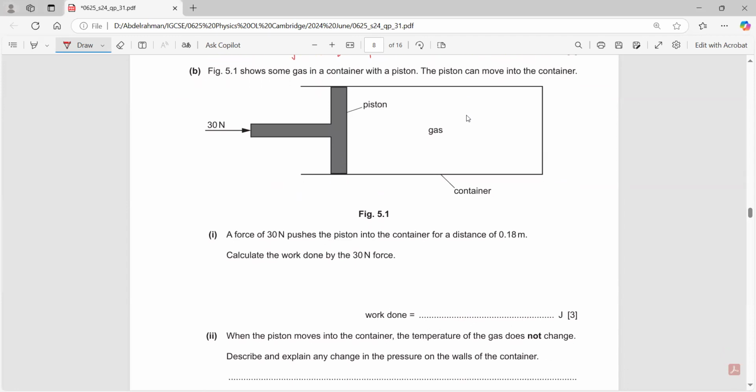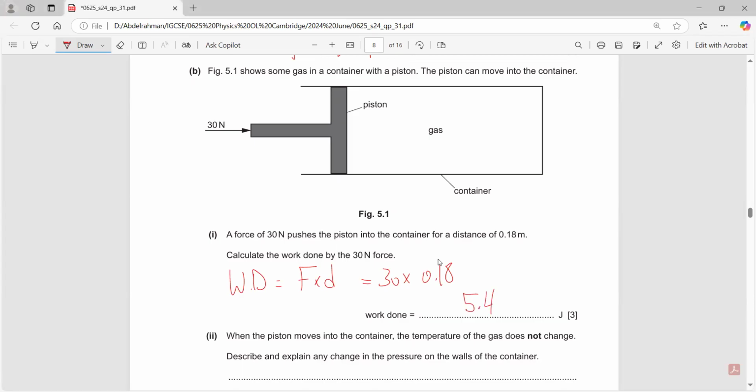Figure 5.1 shows some gas in a container. Calculate the work done by the force. How can I find the work done? Work done equals force times distance moved, not perpendicular distance. What is the force? It is 30 newtons, and the distance moved is 0.18 meters. So basically, the work done would be 5.4 joules.